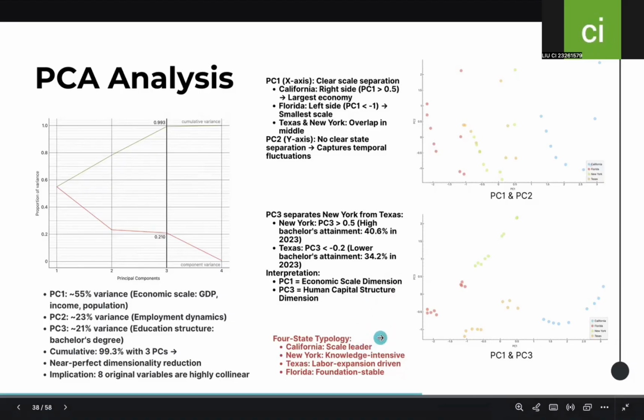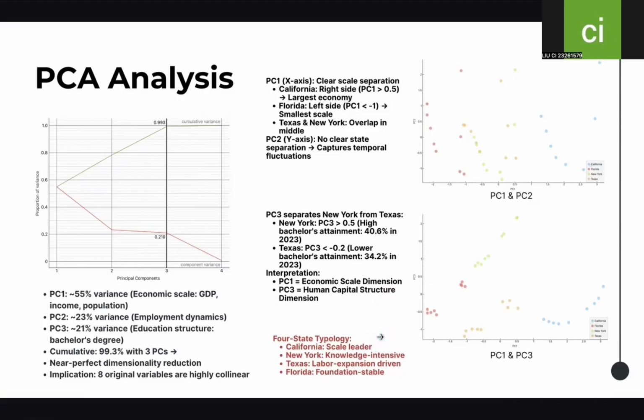And we also summarize the state developmental typologies. New York is knowledge intensive. Texas is more labor expansion driven. California leads on scale but is internally diverse, and Florida maintains a solid educational baseline.